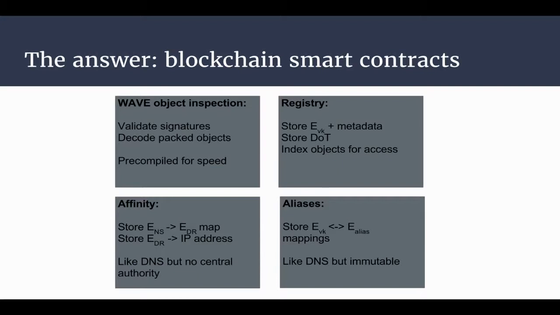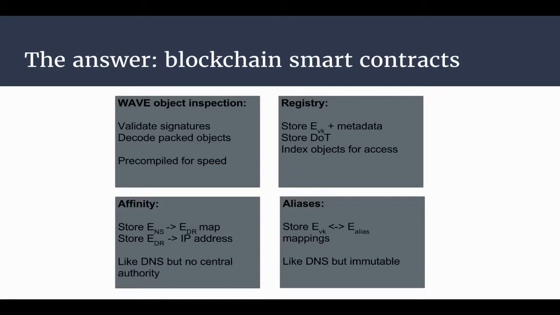Then we have the registry, and the registry stores all of our entity public information, which is basically the public key and the expiry metadata. We also have the storage of the delegations of trust, and these are all indexed so that you can access these objects efficiently.